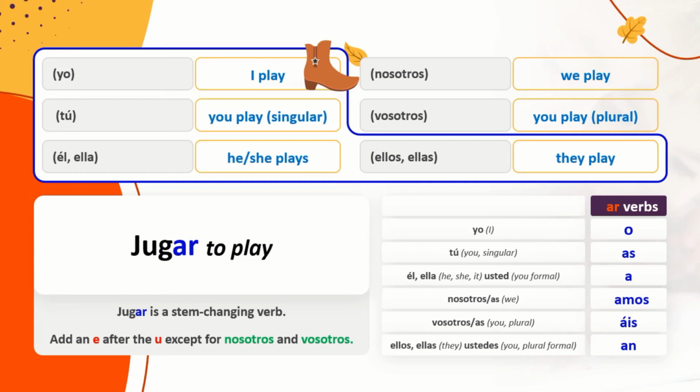So let's conjugate the boot verb jugar together. Let's start with I play. It's inside the boot, so add an E after the U. Juego. You singular play. Juegas. He or she plays. Juega. We play. We're outside the boot, so no need for an E after the U. Jugamos. You plural play. Jugáis. They play. We're back inside the boot, so yes, you're right. Juegan. Let's go through it again. Juego. Juegas. Juega. Jugamos. Jugáis. Juegan.